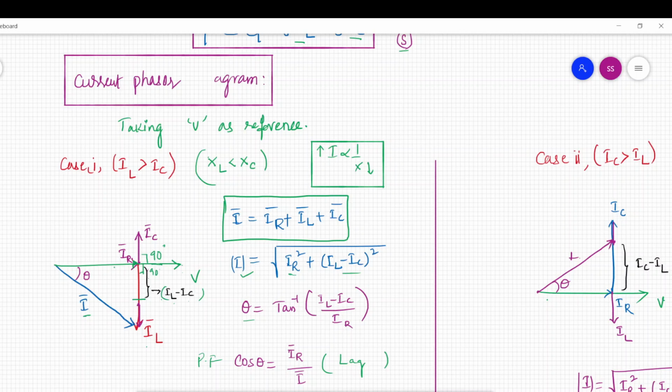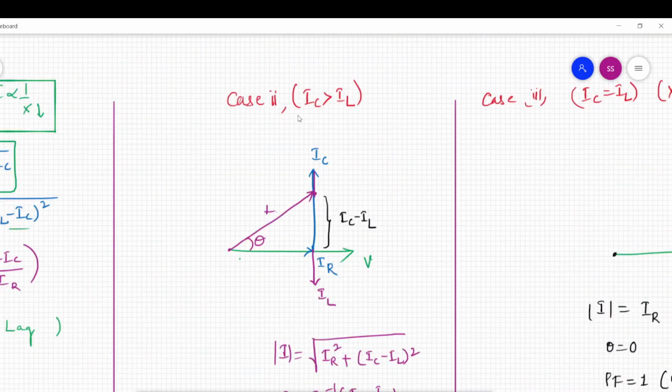Now let us see the second case, when IC is more compared to IL. This is the second case, when the capacitor current is more compared to the inductive current. This happens when XC is less compared to XL.